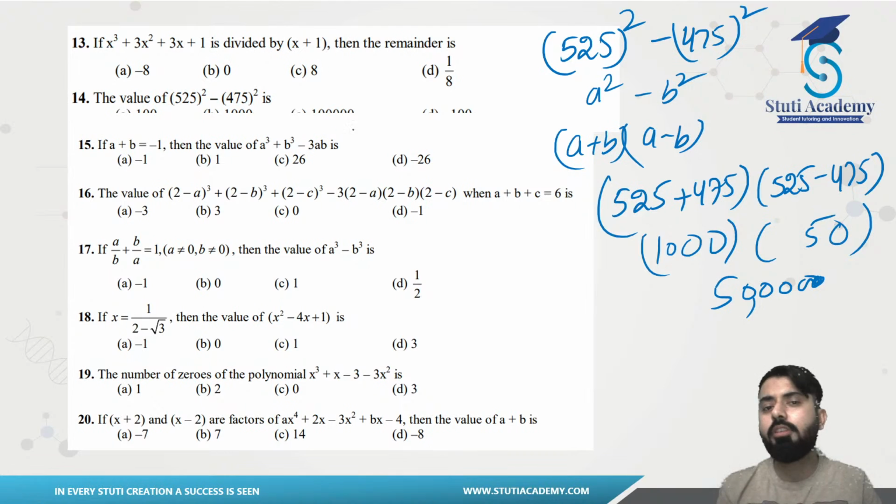Options are not visible. Let's assume one of these will be 50,000. I hope you guys have understood this one and you don't have any doubt on this. So let's see what we have in the 5th question.